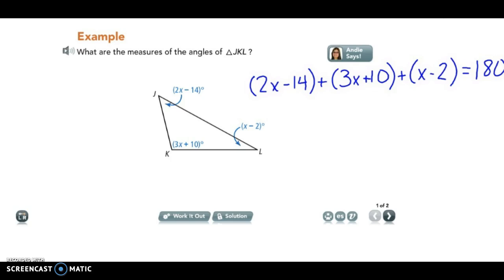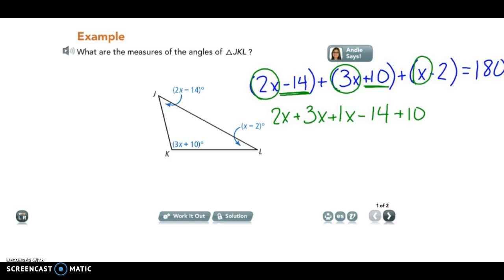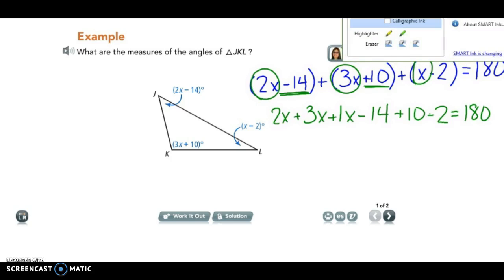Okay, with this, the first thing we're going to do is combine like terms. All of them are being added, so we're just going to combine them. Here I have a 2x and a 3x and a 1x, because remember there is an invisible 1 right there. And then we have minus 14 plus 10, and you notice I'm just keeping the sign that goes with the number in front, and minus 2 equals 180 degrees.